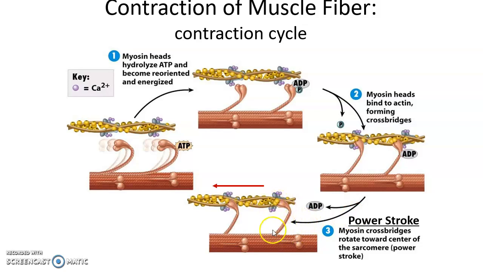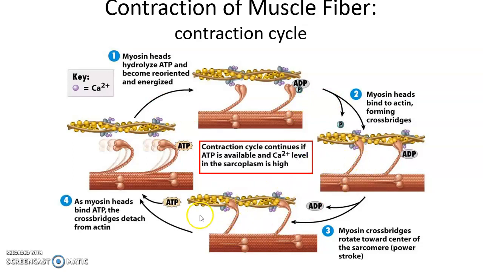Myosin will then change its shape. When it changes its shape, it moves the thin filaments toward the M line. It shortens the sarcomere by moving the thin filaments toward the M line. This is called the power stroke and is the key cause of the contraction. And then finally, myosin will bind to ATP. By binding to ATP, myosin is then able to release actin. So ATP must bind to myosin in order to allow myosin to release actin.